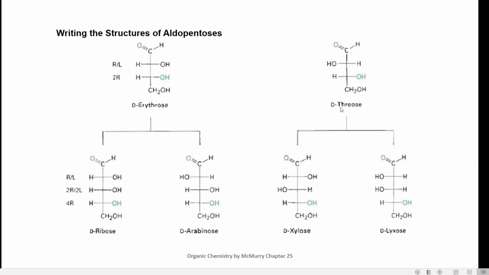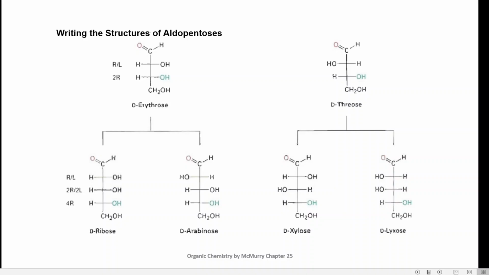The lower part has same configuration of all the carbon atoms as in threose. Now we have incorporated one carbon atom between formyl group and first chiral center in threose, and this carbon atom could have 2 configurations. In one the hydroxyl group would be on right side and in the other it would be on left side. So on the basis of aldotetroses, D-threose and D-erythrose we have written 4 structures.